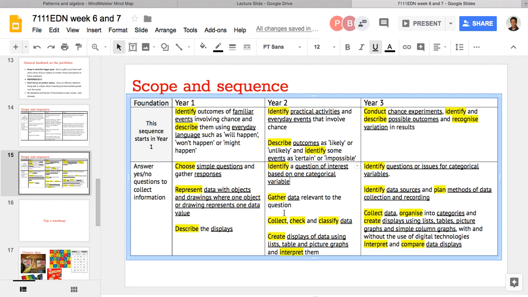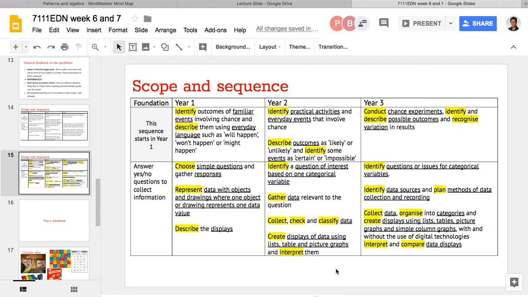Once they've gathered that data, they collect, check, and then classify. So they might make up a tally sheet to classify that. Once they've created their tally sheet, then we're asking students, okay, can you display your data as a list, or as a table, or as a picture graph? Remember, it was first described back here in Year 1 as a picture graph, and can you interpret that?